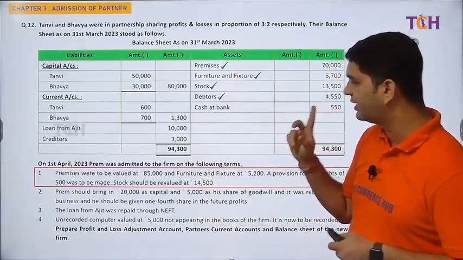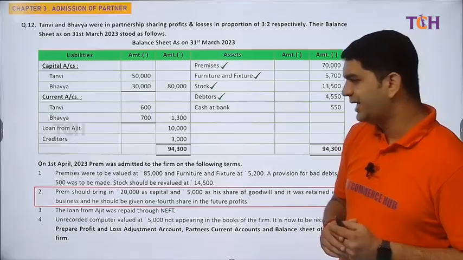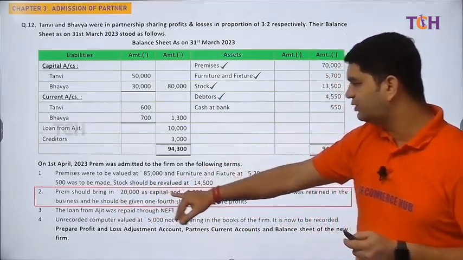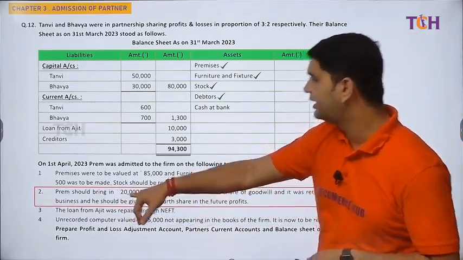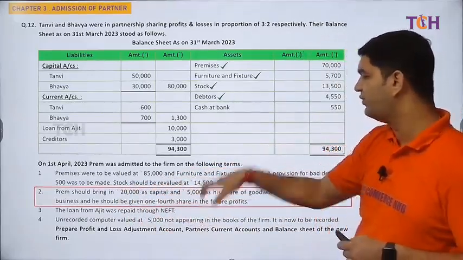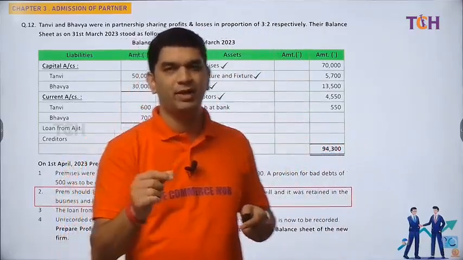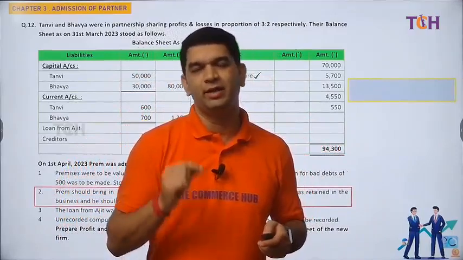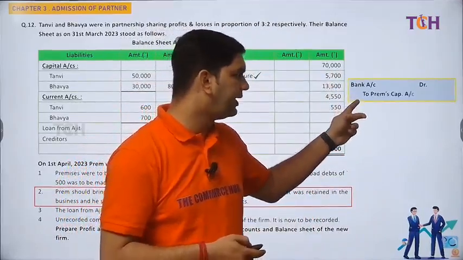We have marked everything. Now, moving further, the second adjustment: Prem should bring 20,000 as capital and 5,000 as his share of goodwill, and it was retained in the business, and he should be given 1/4 share in future profits. A big adjustment we have is the capital as well. So what will be the entry for capital? It would be bank to Prem's capital, right?